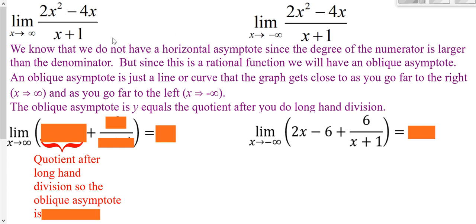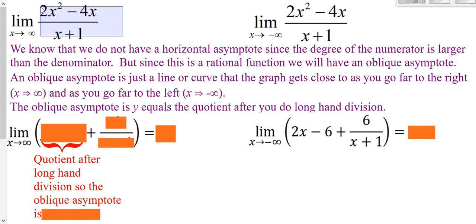So here we have a polynomial over a polynomial, which is a rational function. We're going to realize that there would be no horizontal asymptote because the top would get bigger than the bottom. So technically there would be no limit, but we can still go ahead and figure out what's going on. If the top has a higher power than the bottom, we're going to have what we call an oblique asymptote, which is a line or a curve that your graph gets close to but never touches as you go out to the infinities.